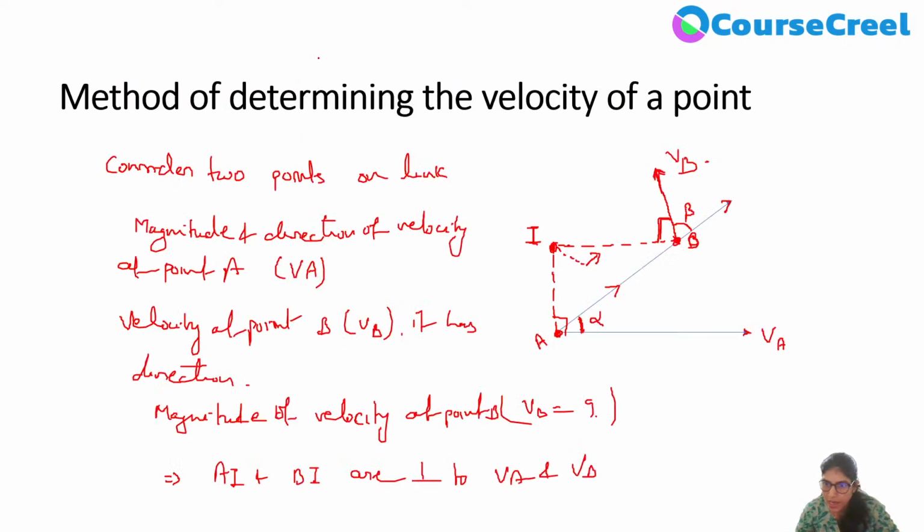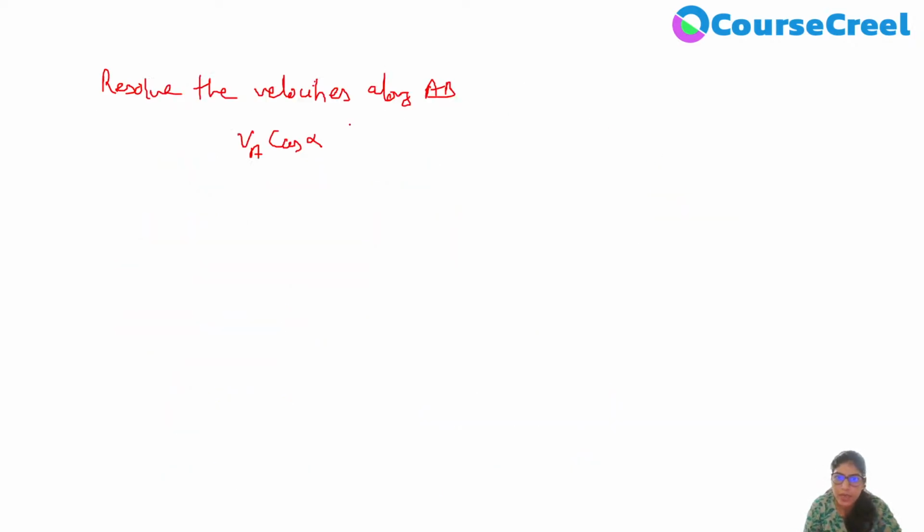And along AB, we have to resolve the velocity at point B. So it will be VB cos beta. Both are on the same link, so there will not be any relative motion with respect to each other. So both should be equivalent.